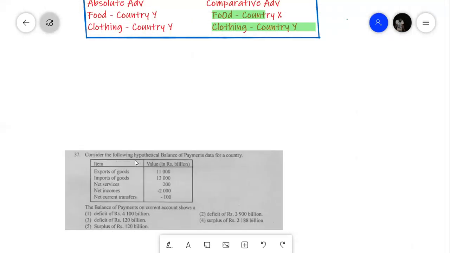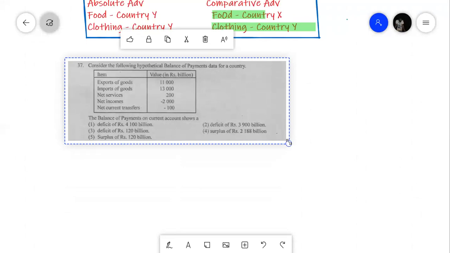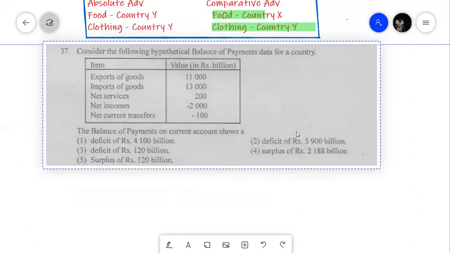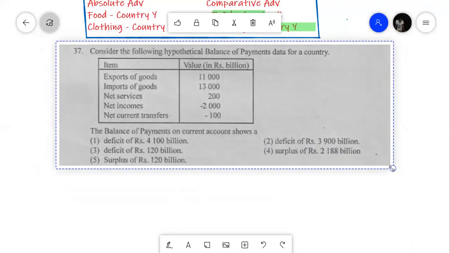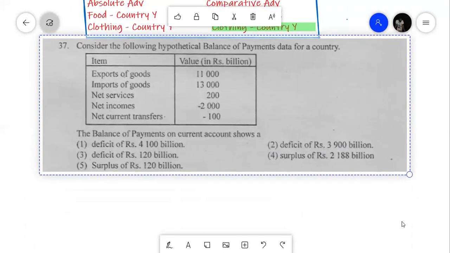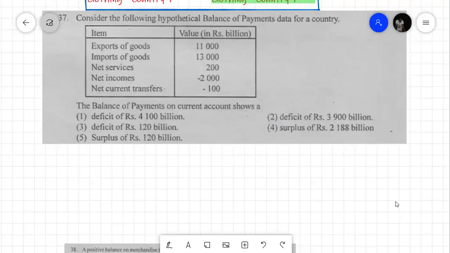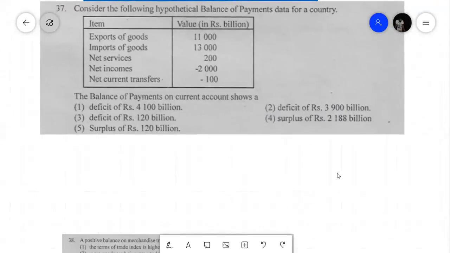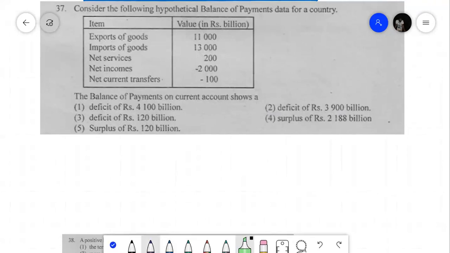Then we go into 37. Okay, now again, can you see similar questions? All they have done is they have changed the values a little. Okay, so 37. Consider the following hypothetical balance of payment, right? And the balance of payment on a current account shows what? Okay, now I'm just going to show you what to add and minus.